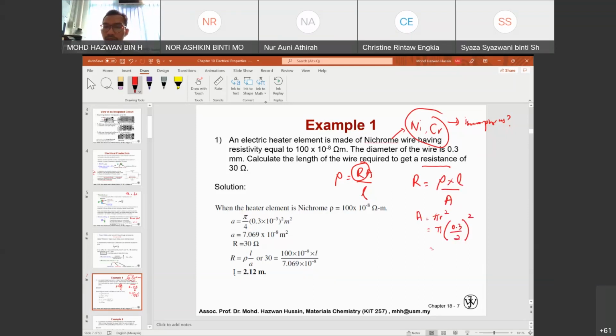So you can do the conversion even before. You just convert millimeters to meters. I guess it's better to convert to meters because the unit given for the resistivity is ohm meter. So you know that this is in meter, this is in millimeters. So you can times power of -3 over here. So you will get area equal to 7.06 times 10 power of minus 8 meter squared.